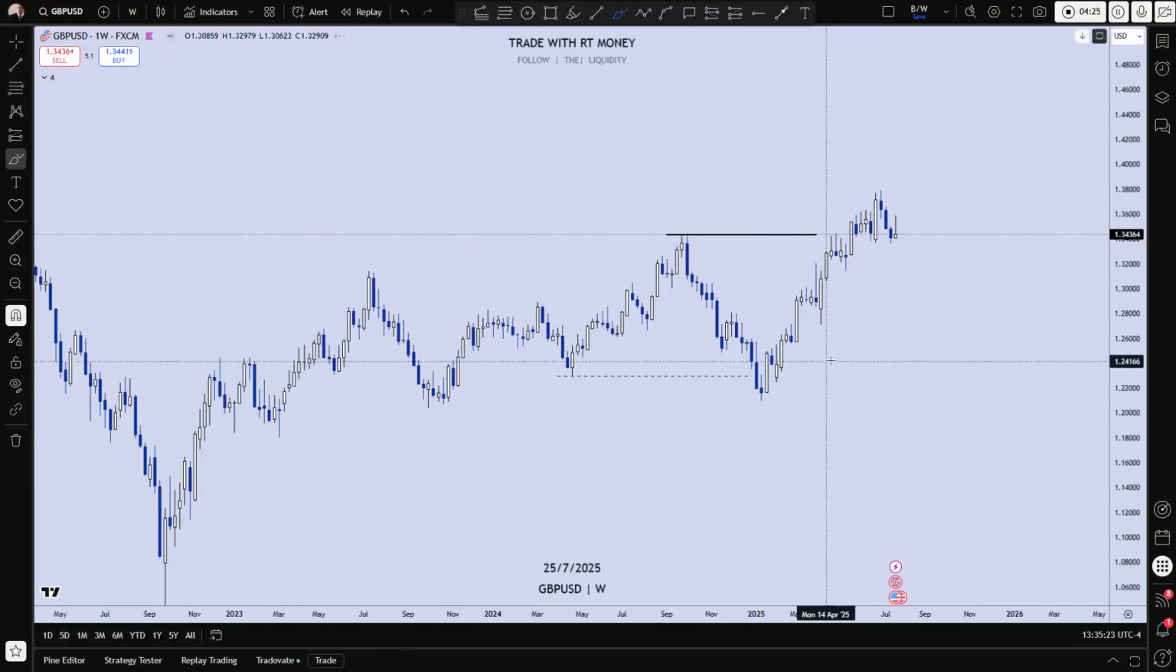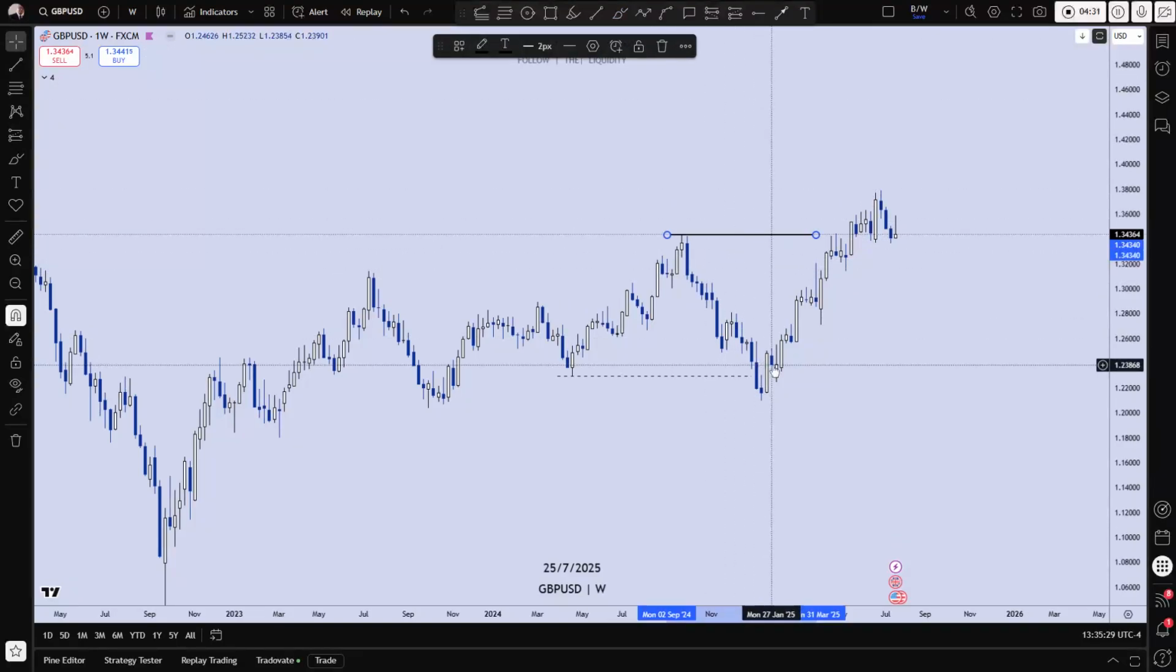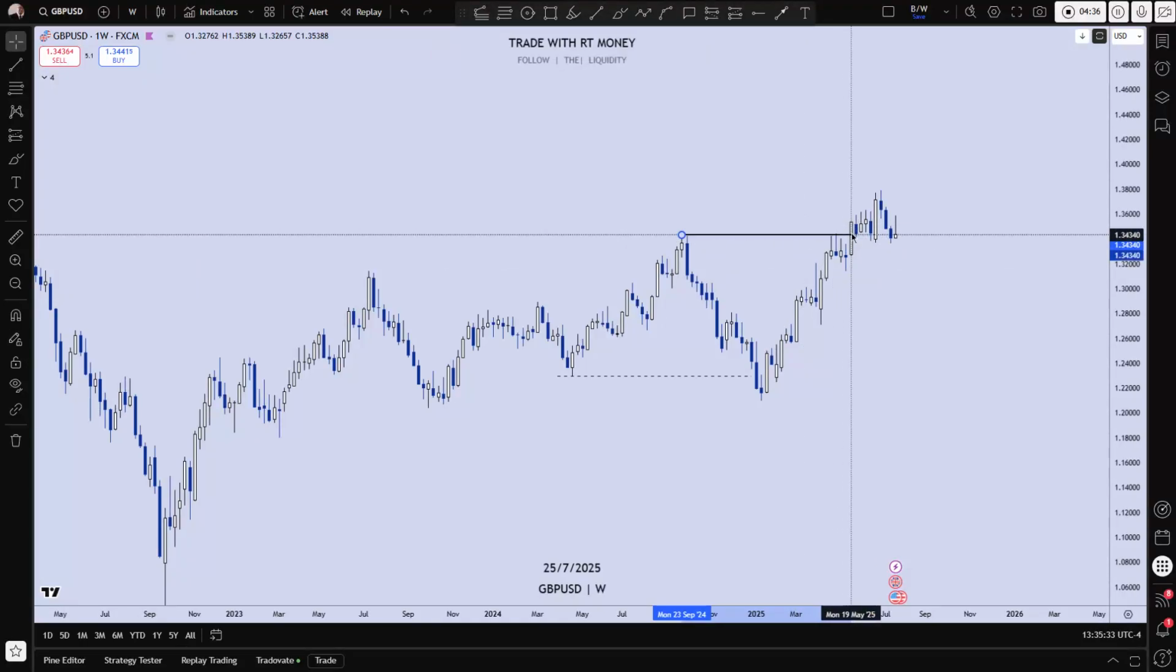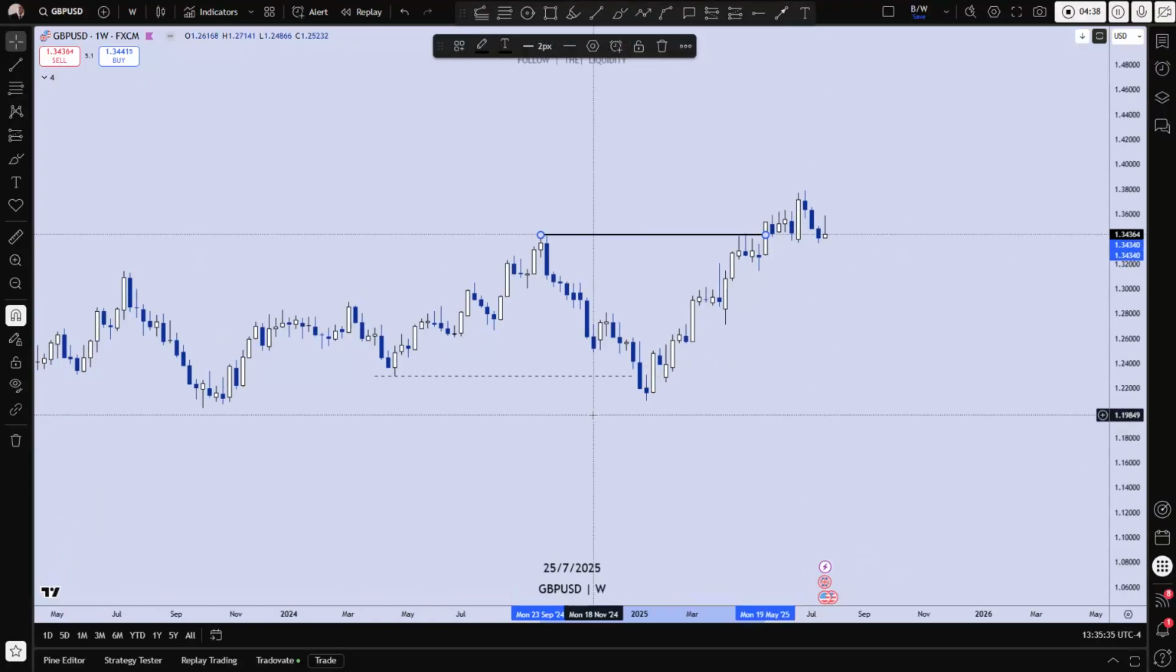On the weekly, what do we see? We see the hard break of market structure here. That tells us we are bullish, even though the monthly shows that structurally, technically, we are bearish. But on the weekly, what are we?